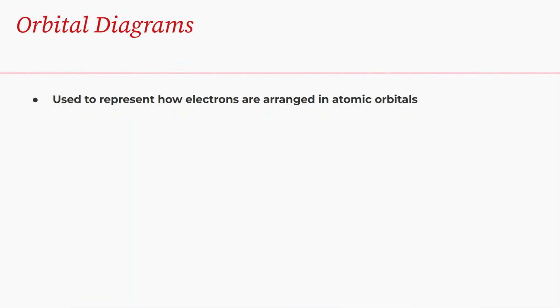Hello, this is our next lecture on orbital diagrams. This is pretty much a continuation of what we learned about in the last lecture with our different orbitals. These orbital diagrams are things that we draw to represent how electrons are arranged in the atomic orbitals in specific atoms.